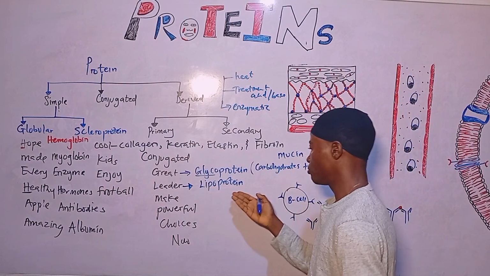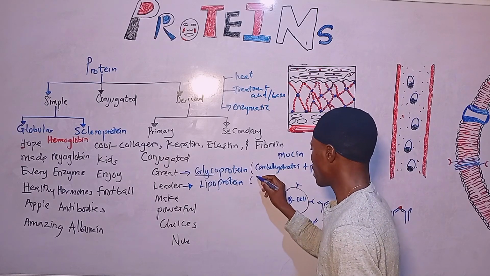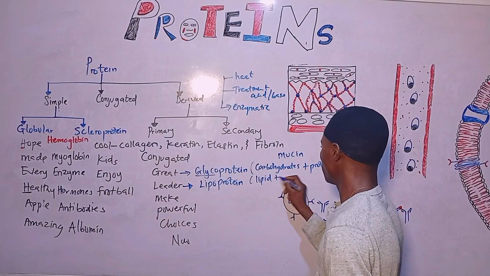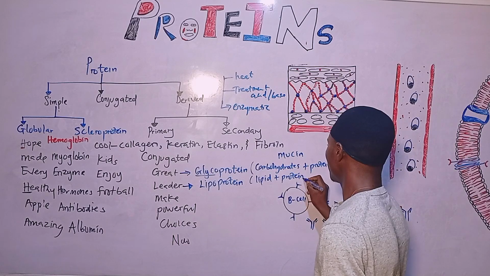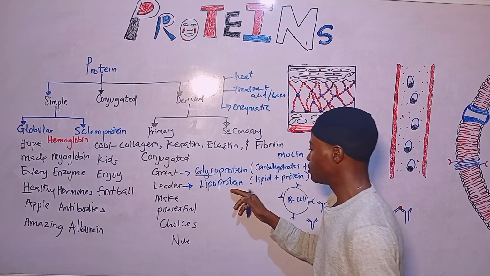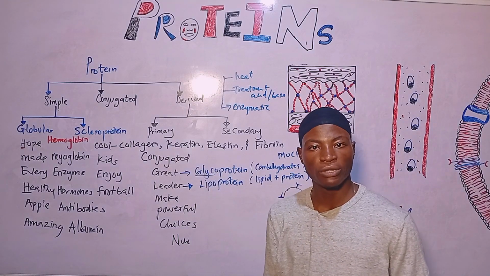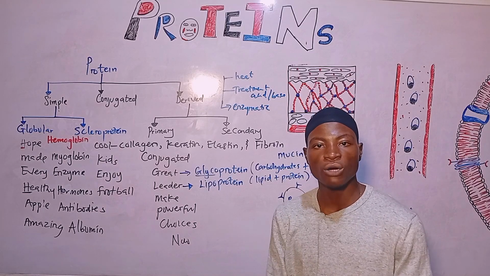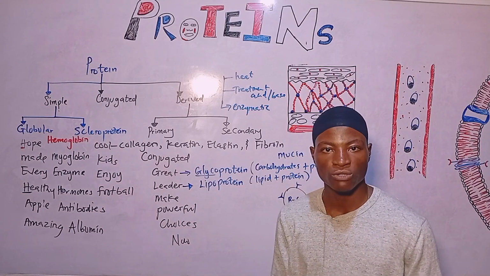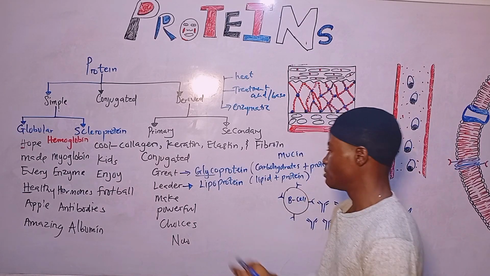Then we have lipoprotein. Lipo simply means we have lipid plus protein. An example of this, which is lipoprotein, we have high density lipoprotein and low density lipoprotein. All these lipoproteins help to transport cholesterol in the blood, right? So that's basically the function.